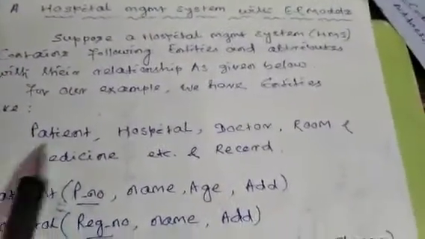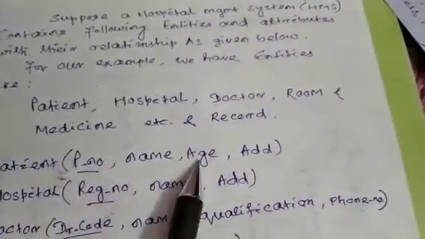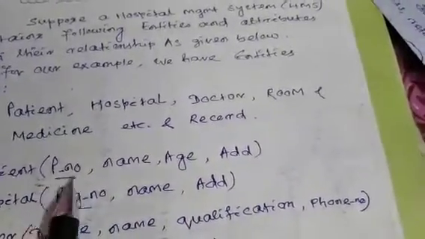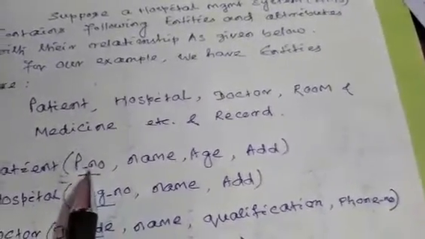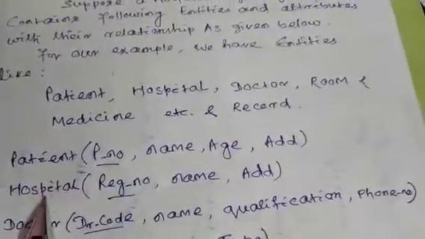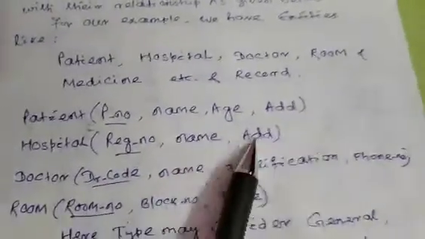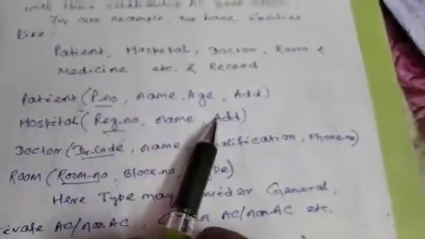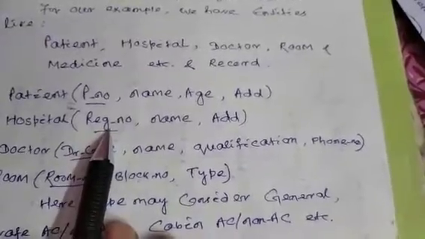The patient is an entity here, and the patient number, name, age and address are considered the attributes. Patient number is considered the primary key. This number cannot be duplicated. Similarly, in a hospital there are attributes like registration number, name and address. These are the attributes for the entity hospital. This registration number is considered the primary key.